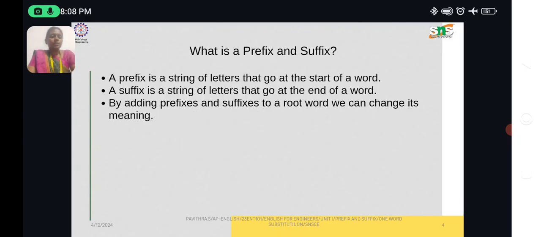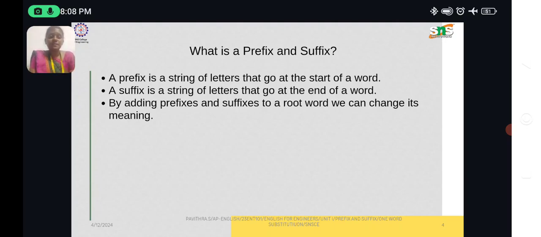Okay, now we are moving to the next slide, which is nothing but what is a prefix and suffix. Before we get into the topic, we should know what prefix and suffix are. A prefix is a string of letters that go at the start of a word. Prefixes are added in the beginning of a root word. A suffix is a string of letters, it can be 2 letters or 3 letters etc., which are added at the end of a root word. That is what a suffix is.